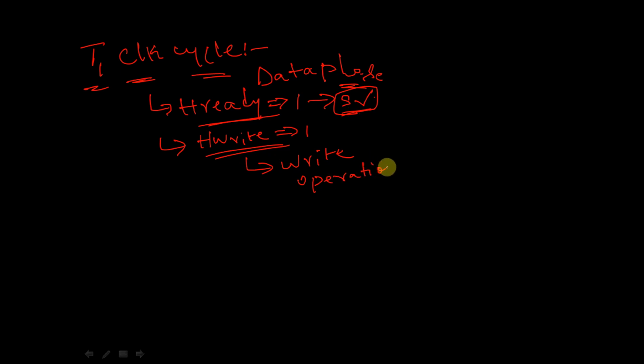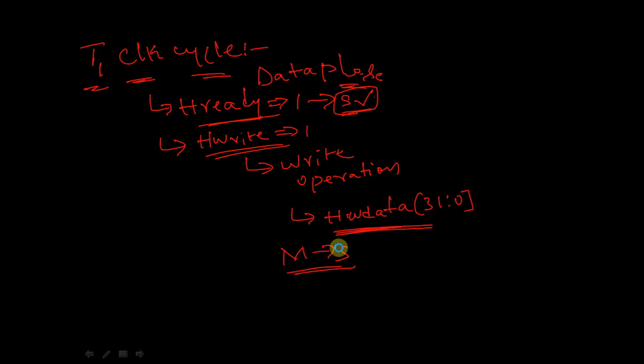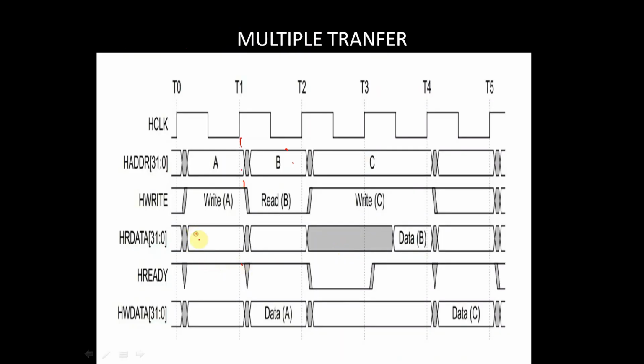So the write operation takes place in the write data bus HWDATA[31:0], so that the data will be transferred from master to slave with the help of this HWDATA bus. So here we can see during this T1 clock cycle, HREADY is equal to 1 and address A is being passed during the address phase T0 to T1. This is the address phase and this is the data phase.